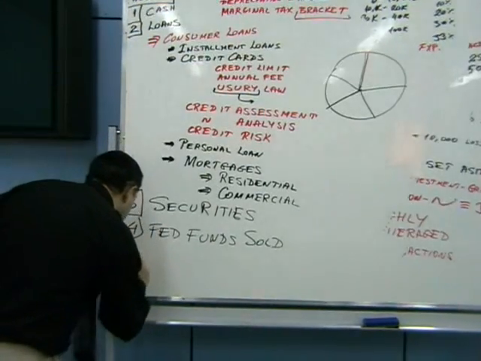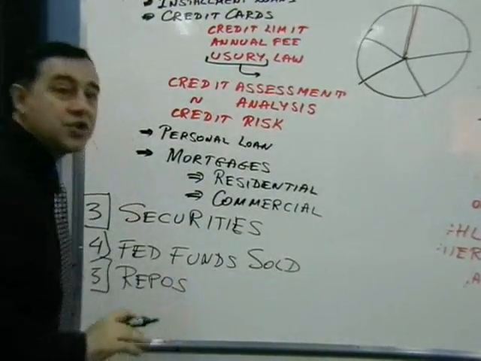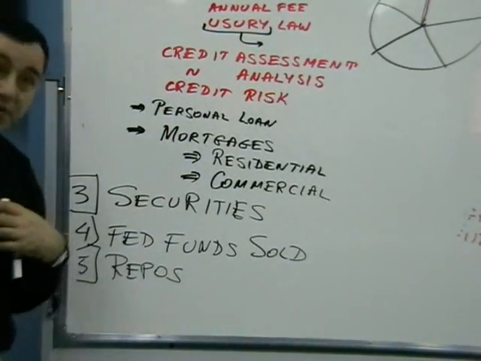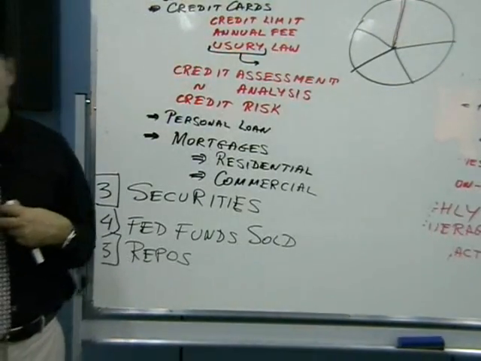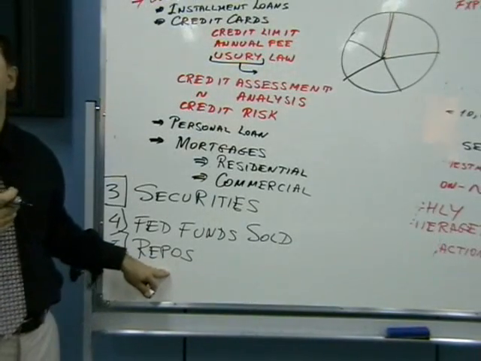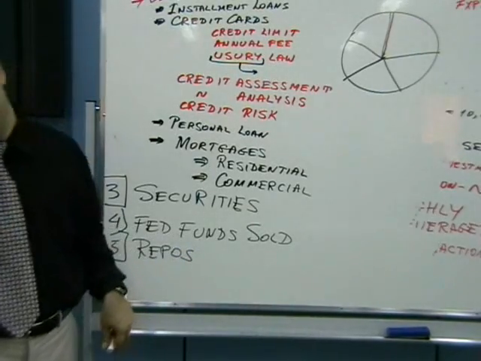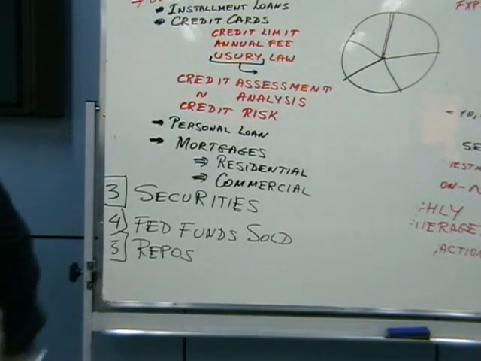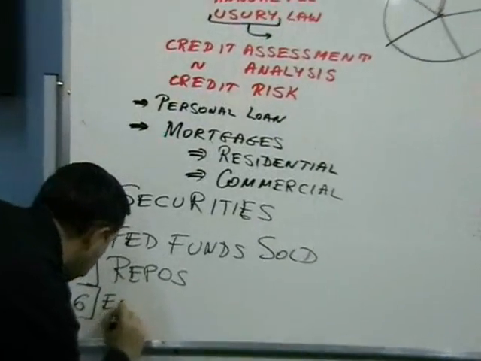Number 5 will be repos. These are repurchase agreements. Just like on the one side the bank did a repo and borrowed money, the counterparty would possibly be another bank, so another bank will effectively have executed a loan through a repo, which is the buying or selling of a security with a repurchase. All right. The next one will be number 6, Eurodollar loans.